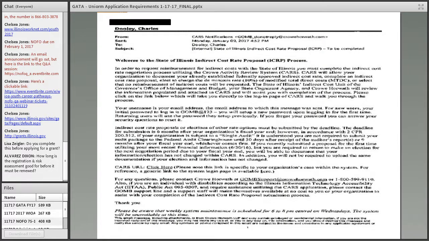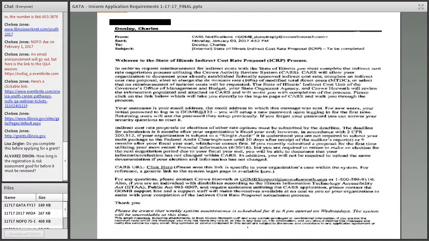And then this is an example of an email invitation to use the CARS system. Like I said, after your pre-qualification and risk assessment is accepted by the state, an email from Crowe Horwath will automatically be generated asking you to make your indirect cost rate election on the CARS system. You'll be assigned a user ID and password, which you'll be asked to update when you first log on to the system. The automatically generated email will also include other information, including a link to the CARS system and contacts of Crowe Horwath, both a phone number and an email address if you have any questions about making the election or submitting your indirect cost rate proposal.